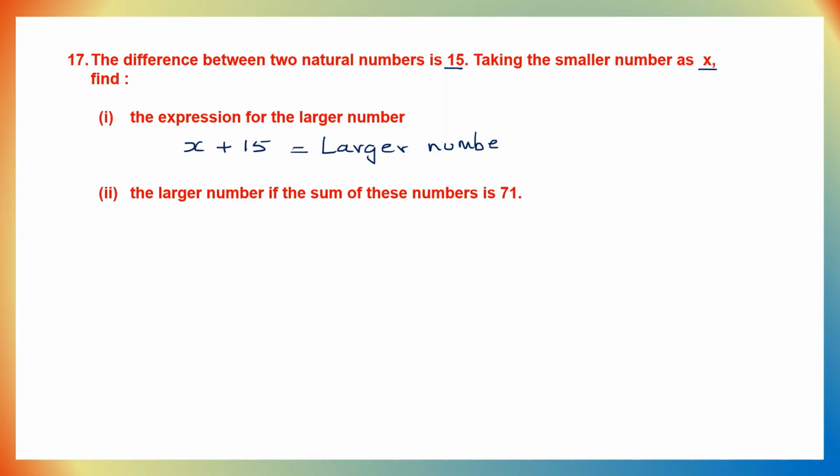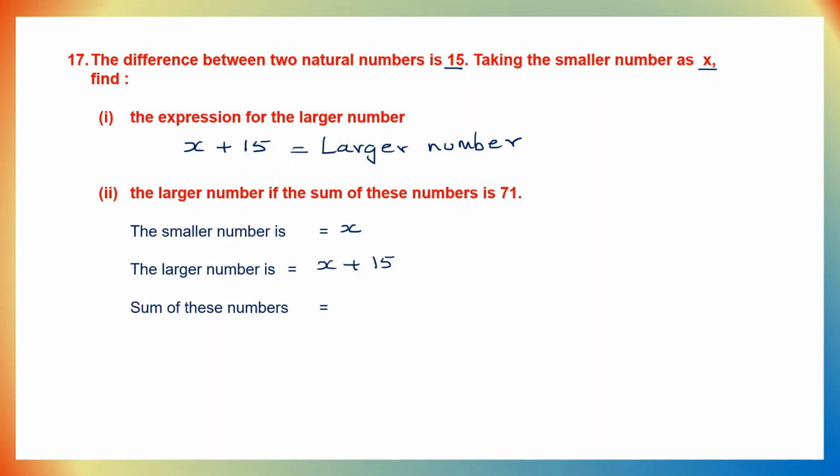Now we have been asked to find this larger number if the sum of these numbers is 71. So the smaller number is x, then the larger number we just found is x plus 15. Then the sum of these numbers is 71. So let's add up the smaller number and the larger number. The smaller number is x, the larger number is x plus 15. So now both these together add up to 71.